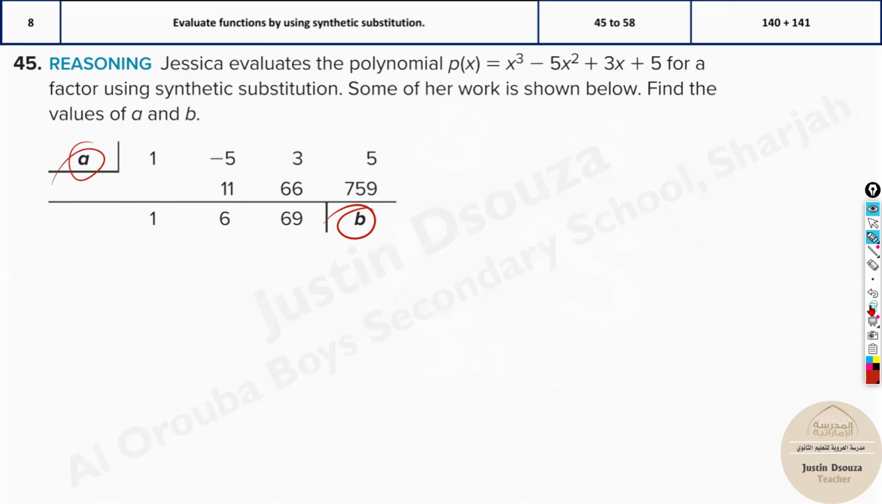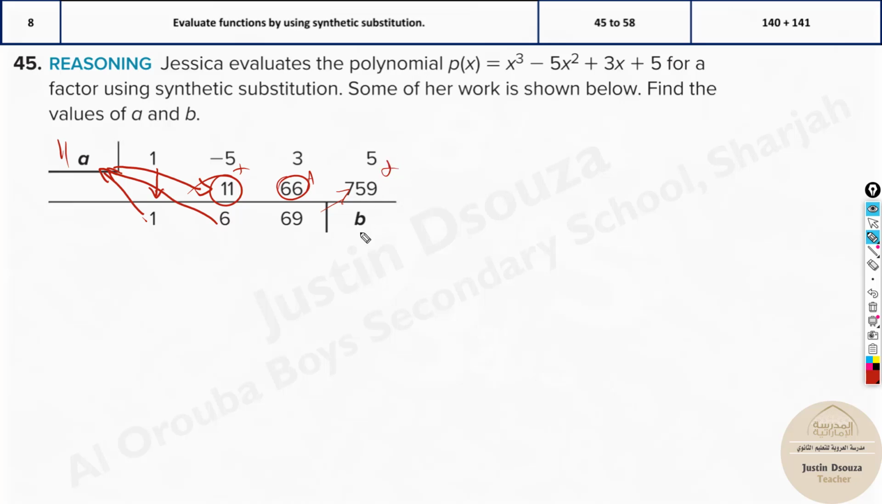How would you know it? We know this is the first value which goes down. This multiplies over here and then it comes over here, right? So 1 multiplied by what will give you 11? It's obviously 11. So this is 11. Let's check whether it works. Add them up, it will be positive 6. 6 multiplied by 11 gives you 66. Yes. Write them up. And what is 11 times 69? 759. You can check it in the calculator.